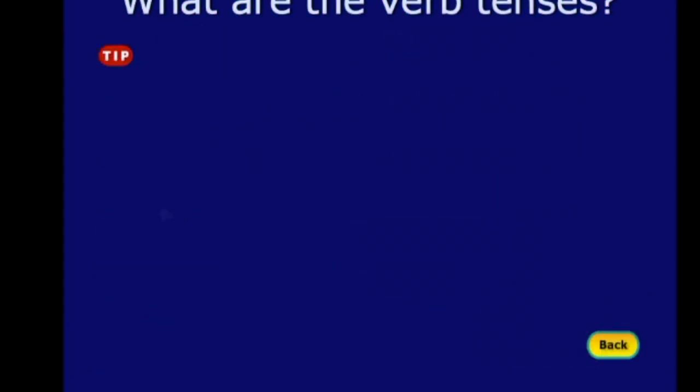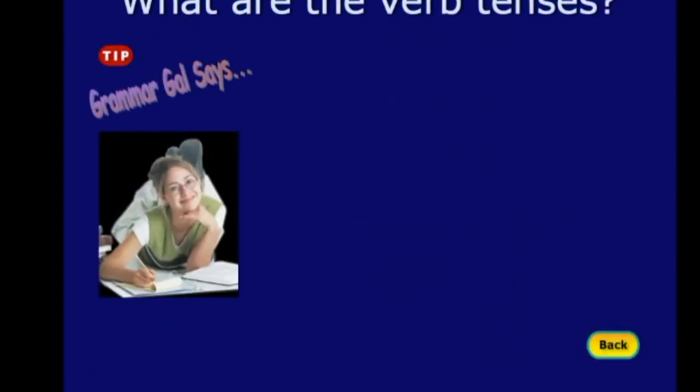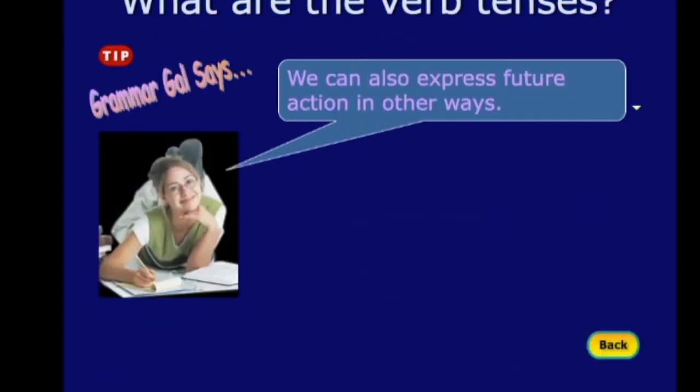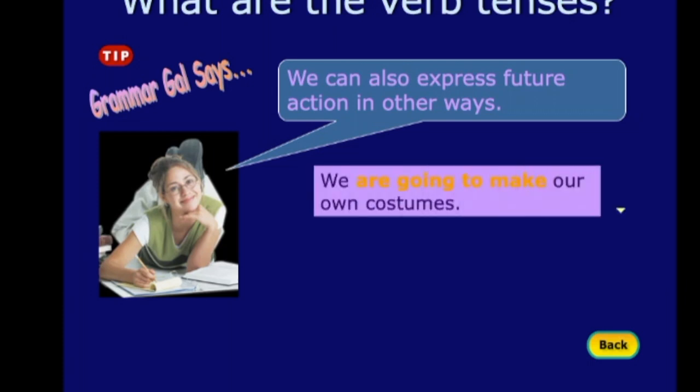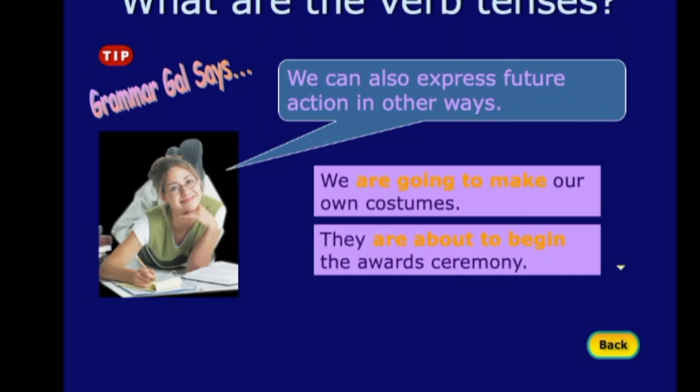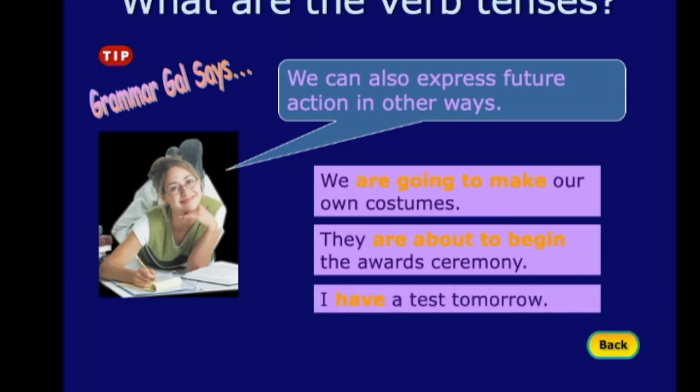A tip about these verb tenses. We can also express future action in other ways. We are going to make our own costumes. They are about to begin the awards ceremony. I have a test tomorrow.